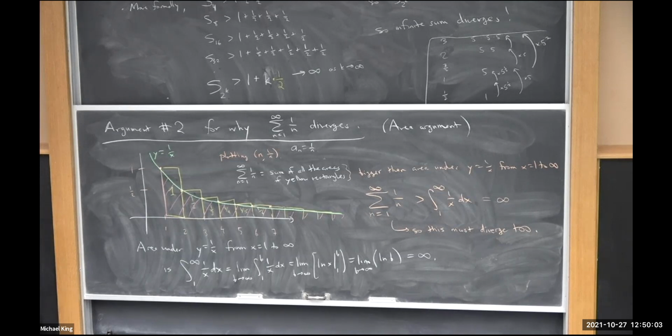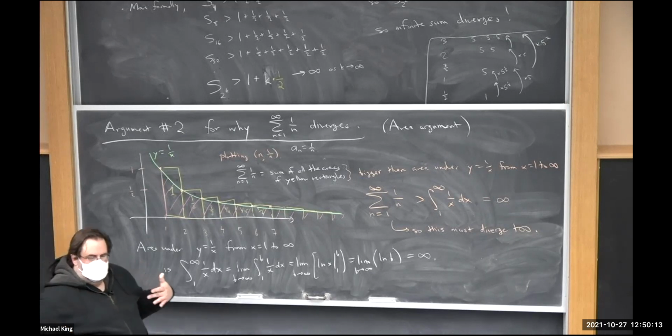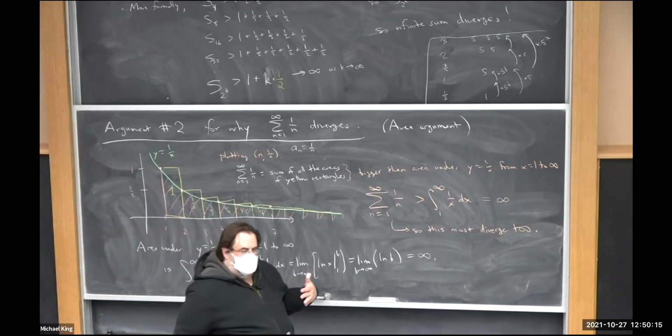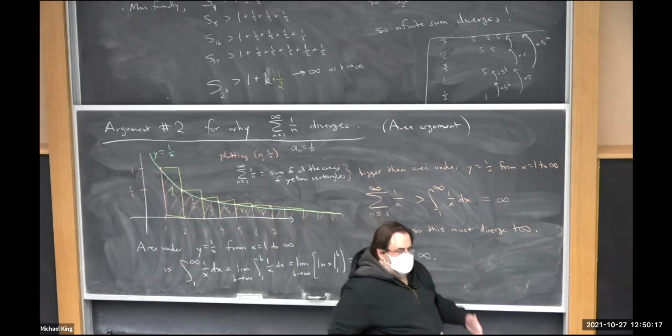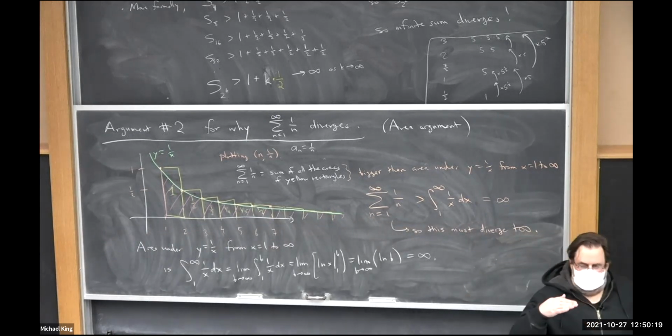Even though the terms are going to 0, that's the thing to think about. The individual terms are going to 0, which means the sum feels like it should be slowing down, but it doesn't slow down enough to stop. It's like a car approaching a cliff and it's braking.